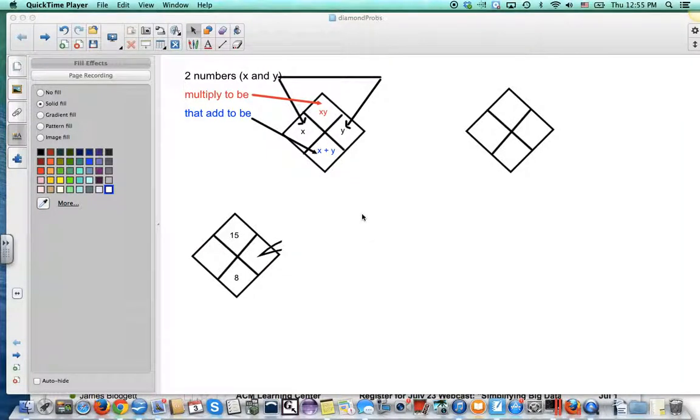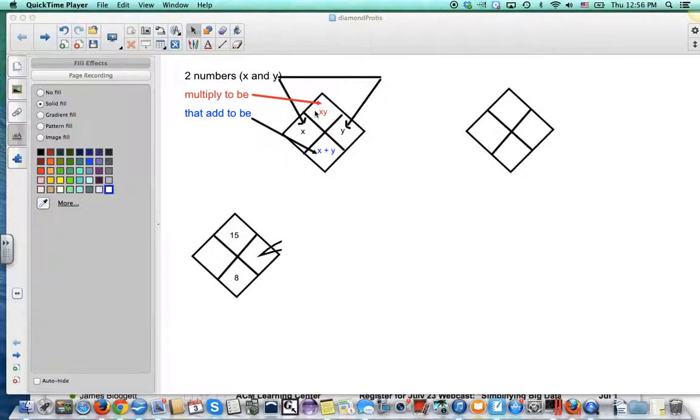So this is one of those famous diamond problems. The key is to look at the little clue here. It says you have two numbers, but of course they didn't fill it in with numbers because they don't know what numbers you're going to have yet. But this top part is going to be whatever's here times whatever's here.